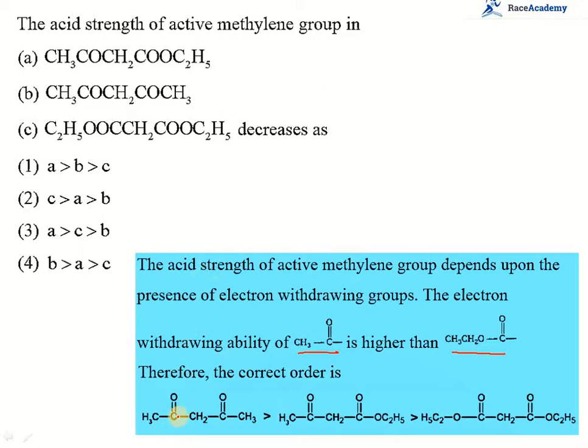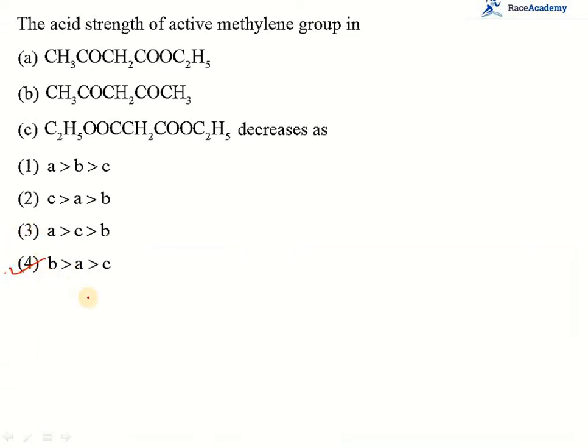that is CH3CO CH2 OCH3, which is B. So it is nothing but B. After that, we have one methyl ketone group, another one is the carboxylate group. So that means it is A. The next one is nothing but C. So B greater than A greater than C means the fourth option is the right option for this question.